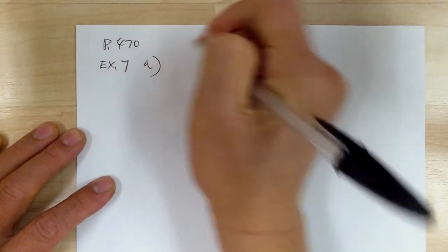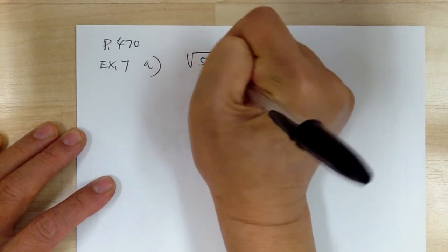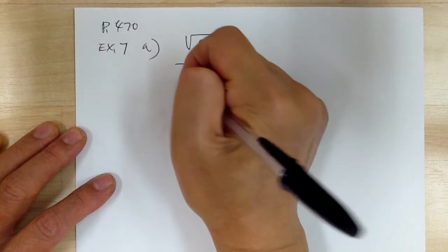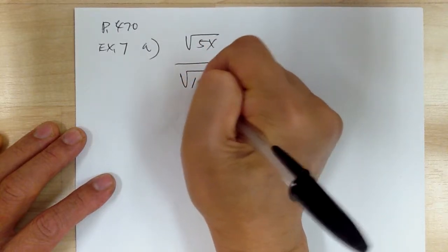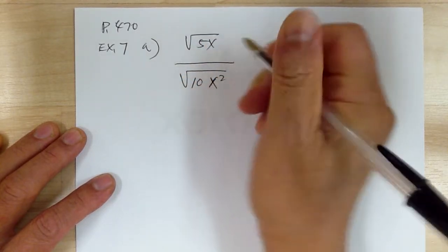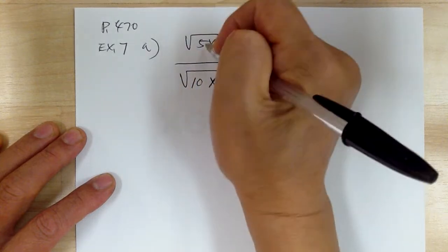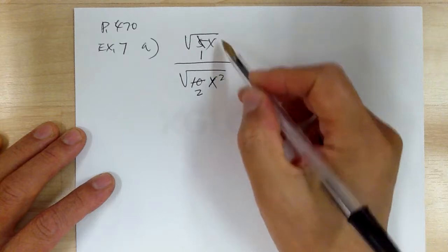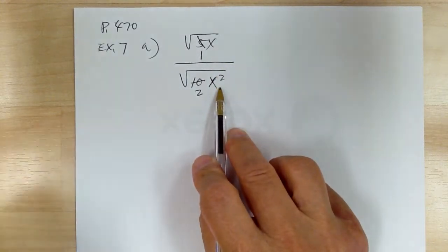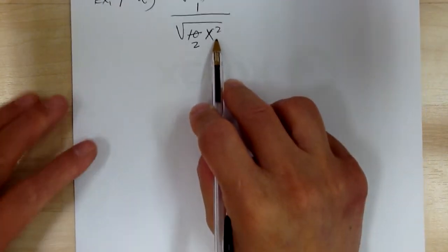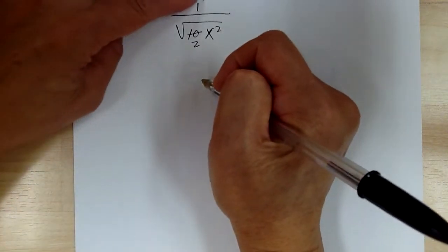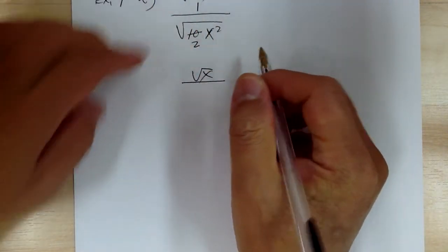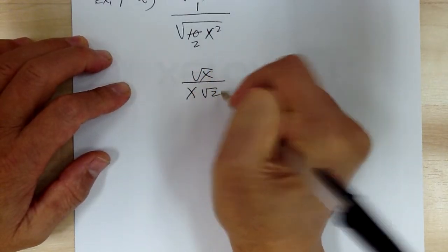7A, you have square root of 5x over square root of 10x squared. Again, give yourself enough space. So 5 and 10, I can divide by 5, so this becomes 1, and this becomes 2. Now, you don't want to cancel the x, because this is already a perfect square, so you don't want to mess it up. Okay, so let's go and simplify. So the top is square root of x. On the bottom, this can come out, right? So it'd be x square root of 2.